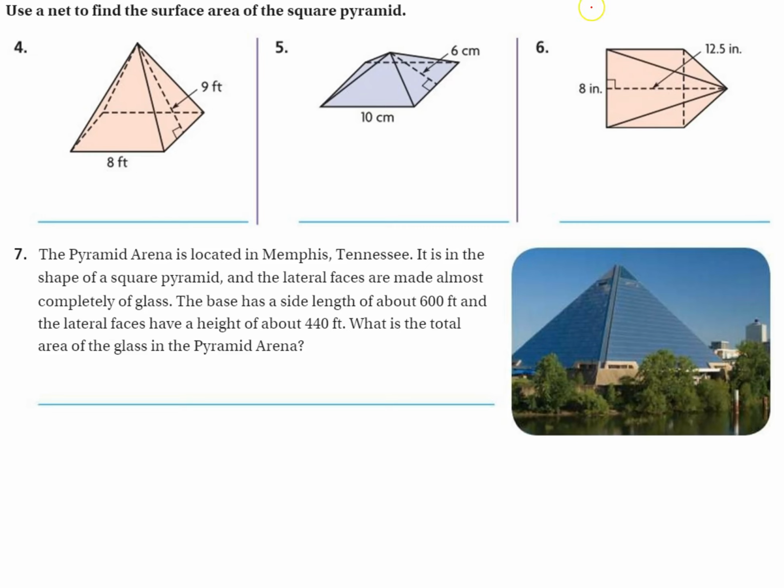Right now I'm on the bottom of page 449. Let's go over some more examples. Use a net to find the surface area of the square pyramid.